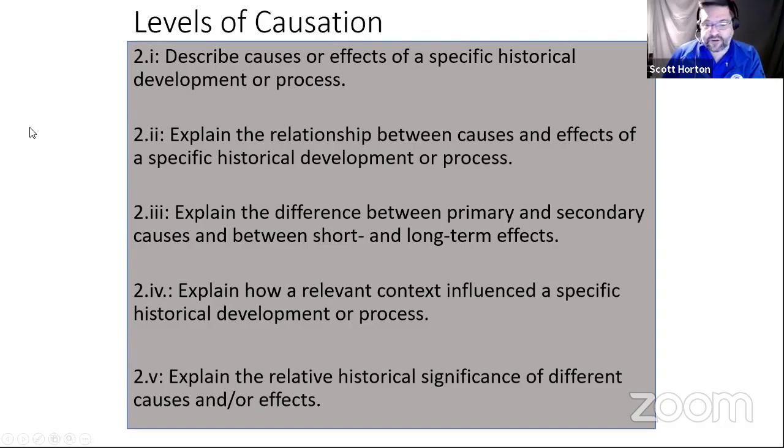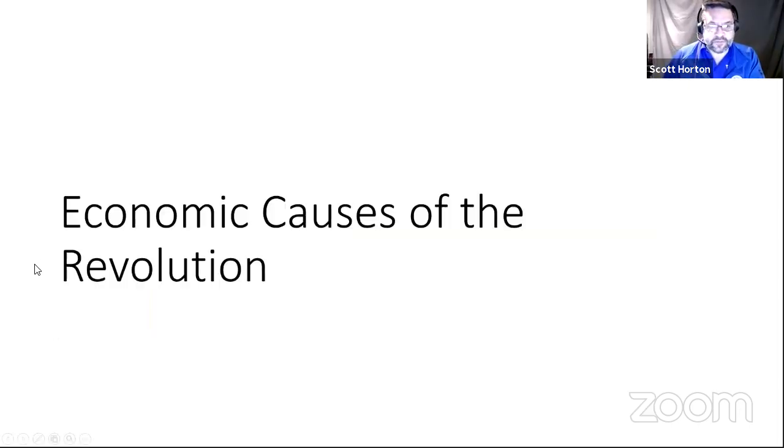There are different levels of causation, something to think about as we go through the question here. Relative historical significance is the bottom one, which means it's the most advanced or the most sophisticated of these. So we're going to aim towards that and ask you to think about which cause was more important than maybe the others when we get into some of the things here.